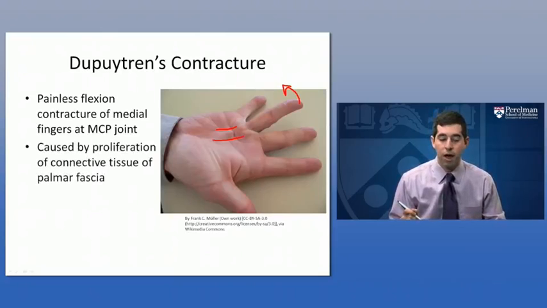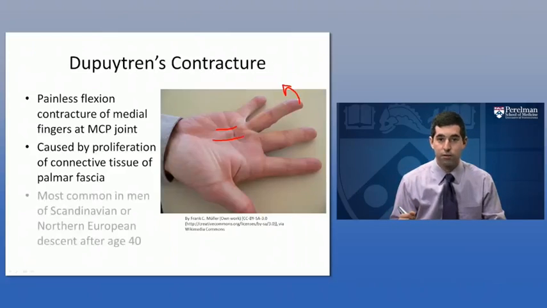It's caused in part by proliferation of some of the connective tissue of the palmar fascia. The palmar fascia essentially being connective tissue that's just underlying the skin. It is above the muscles and the tendons of the flexors, but because it does connect to them to some extent, that proliferation of connective tissue does cause this flexion contracture of the joints themselves.